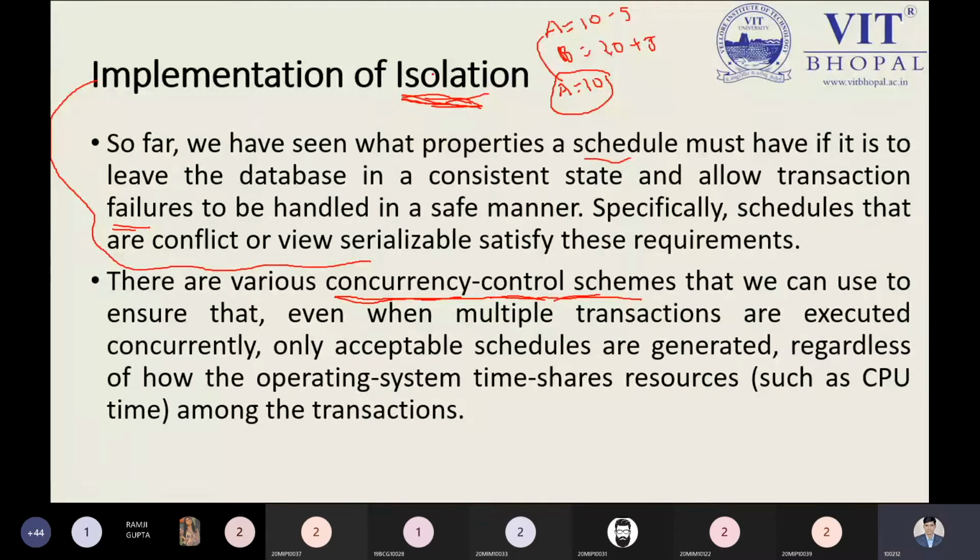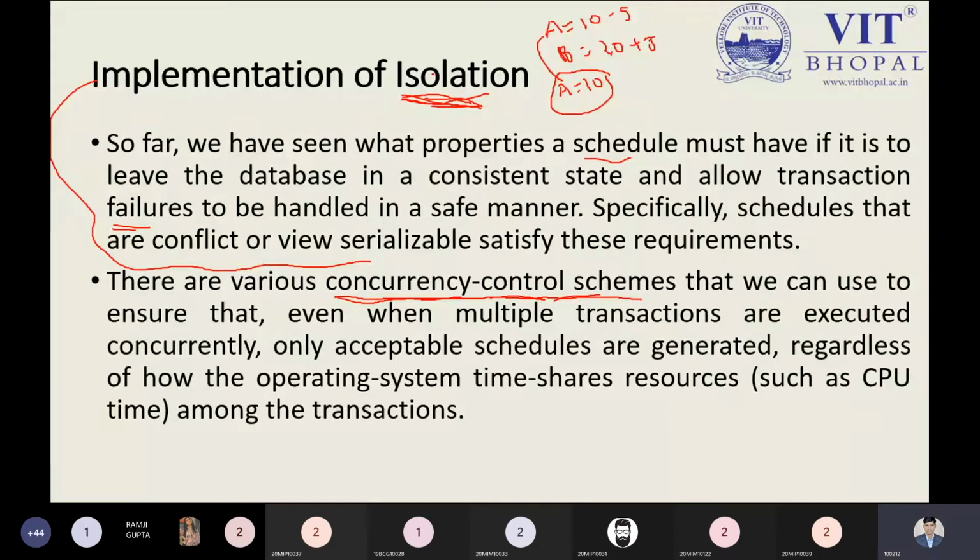So the implementation of isolation, we can understand in a simple way from what I have written in my notes. So far we have seen the properties of the schedule that must be satisfied to leave the database in a consistent state, and also to allow transaction failure to be handled in a safe manner. So from this point we have isolation. So what is isolation?